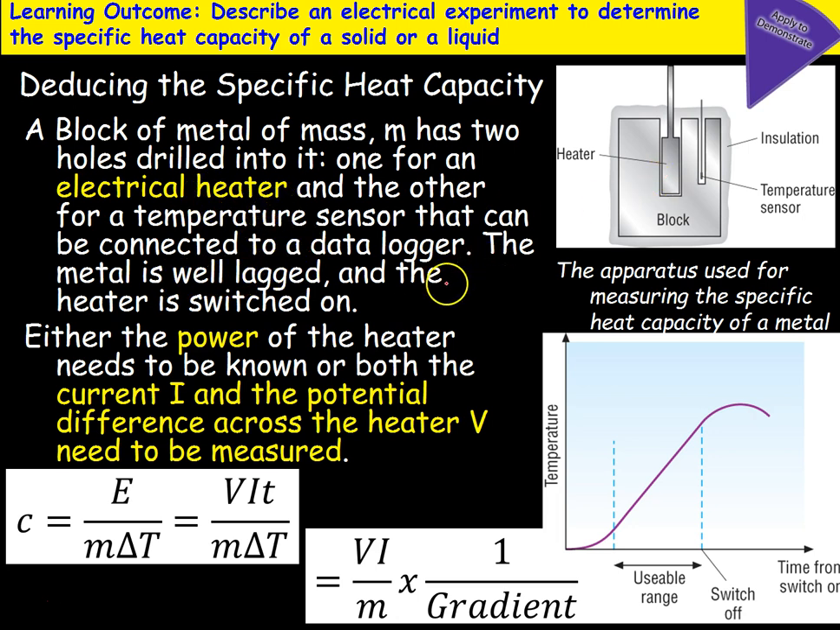So when we do this experiment, there are 5 measurements we need to take. The first is we need to measure the mass, so we use scales to do that. The second is we need to measure the temperature so that we have the temperature change for our graph. I then want to work out how much energy is transferred to the block, which I can't do directly. So I do it indirectly by working out the power.